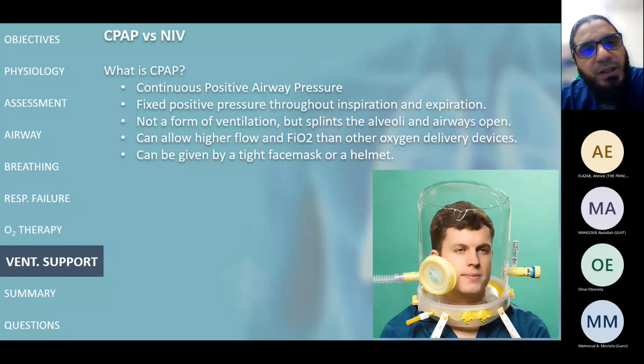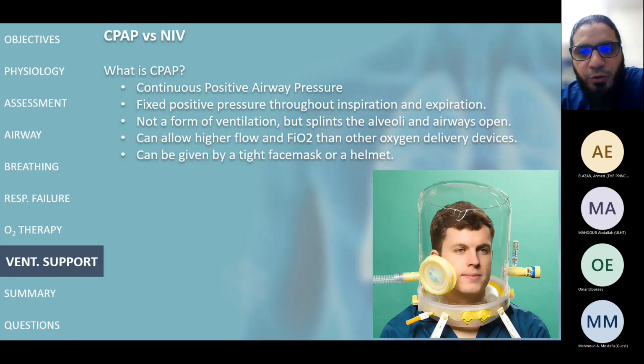So I know this might be confusing, CPAP or NIV. What does it mean? What's the difference? They look the same, but there is a slight difference, and each one of them is unique. First of all, they are not overlapping, and they have different indications of use and different mechanisms and physiology as well. The definition of CPAP is continuous positive airway pressure.